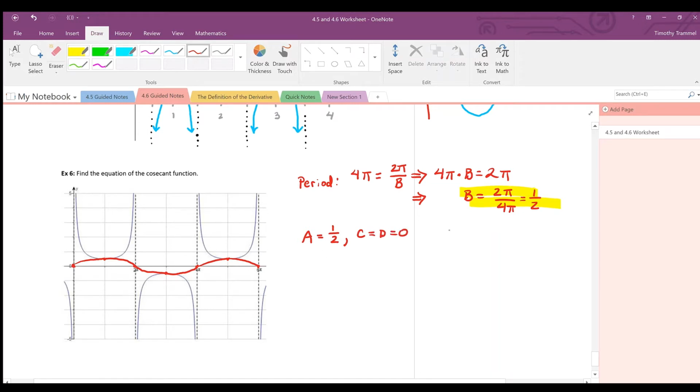And if we were going to write in the red line here, that would look like y equals 1/2 sine of 1/2 x. But this actually isn't what we were looking for. We were looking for the blue one there. So we end up with y equals 1/2 cosecant of 1/2 x.